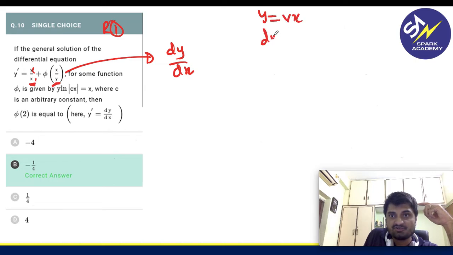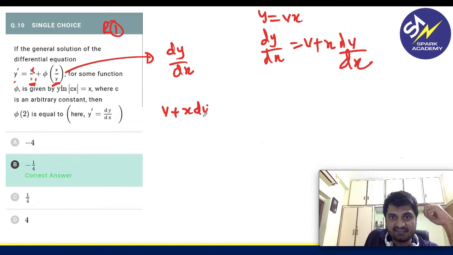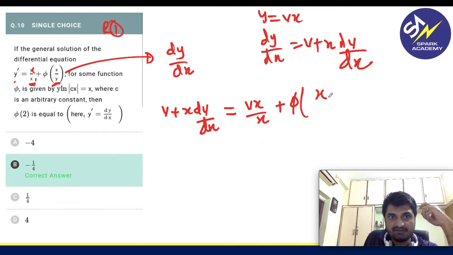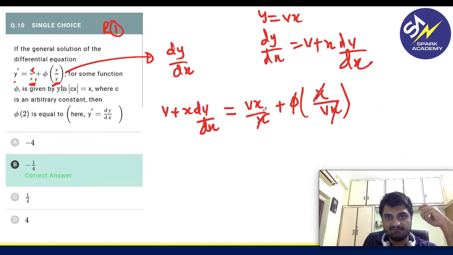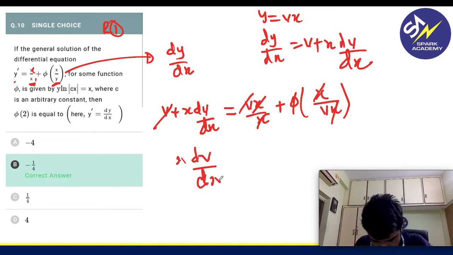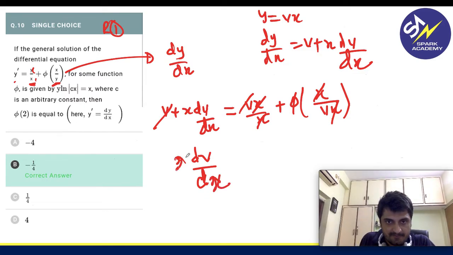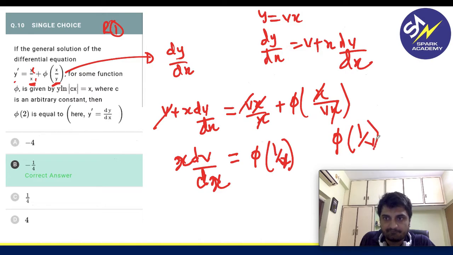So I can assume y as vx. So dy by dx will be what? v plus x dv by dx. So this part, I can write as v plus x dv by dx, that is equal to y, which is nothing but vx by x, plus phi of x by vx. x and x cancelled, right? So v and v will also get cancelled. So x dv by dx is given as phi of 1 by v. Now you can take it to the other side. So dv by phi of 1 by v is dx by x.